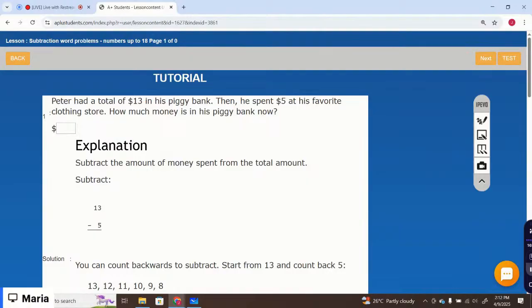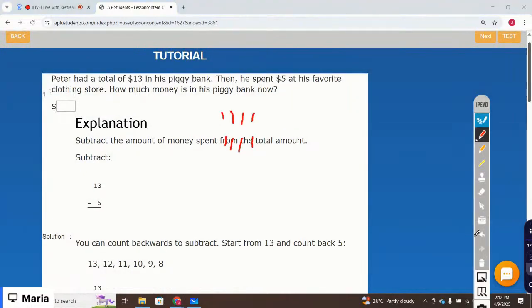Peter had a total of $13 in his piggy bank. Then he spent $5 at his favorite clothing store. How much money is in his piggy bank now?